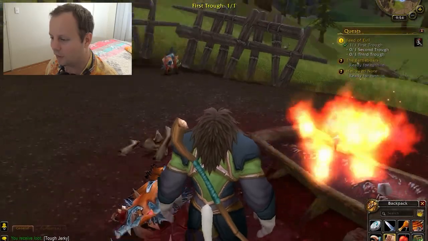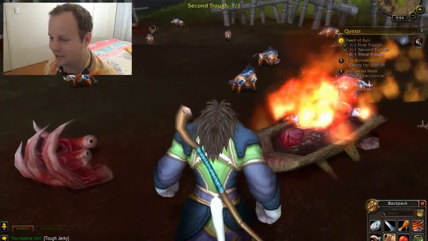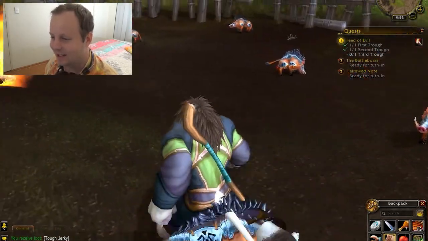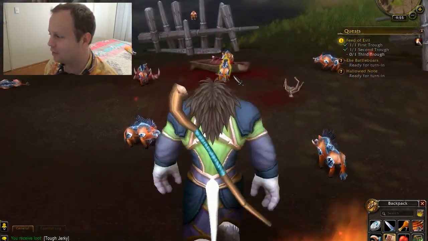Boom! It is on fire. Check it out, I just set all the pigs on fire. I'm so evil, dear. Okay, how many more of these do I have to do? I gotta do this one over here.